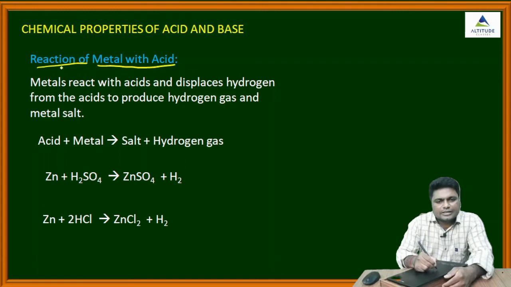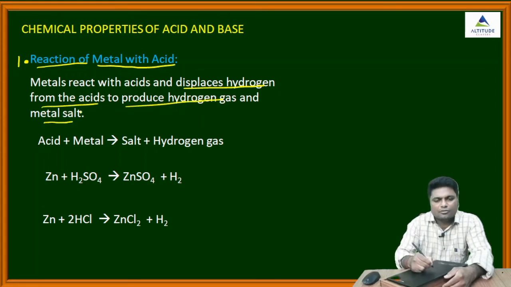Normally see the reaction of metal with acid, the first reaction. Metals react with acid and displace hydrogen from the acid to produce hydrogen gas and metal salt. Keep in your mind, metal reacts with acid and produces salt and hydrogen gas. This is a general reaction.